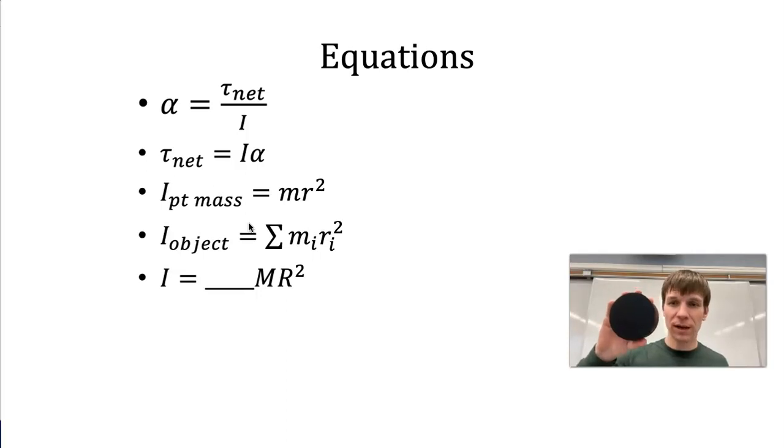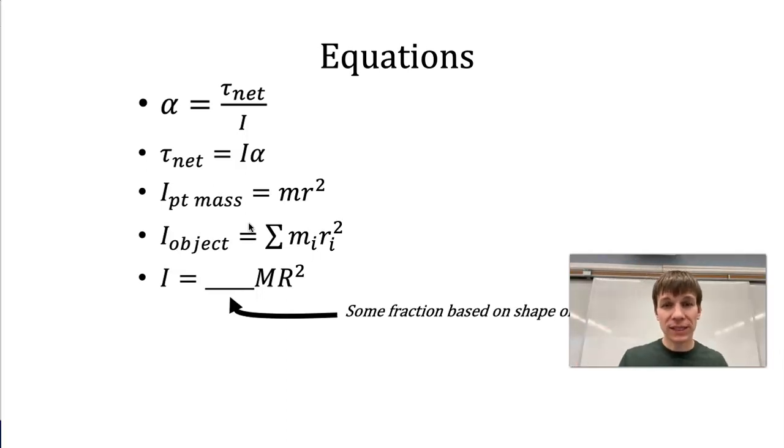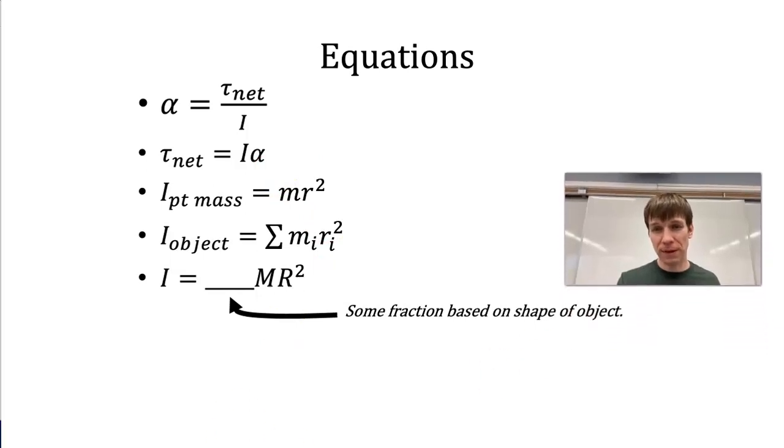It's 1/2 mr squared. You use m of the disk, and that capital R is the size of the disk. It happens to be the actual radius. For a solid sphere, I can't remember, 3/5 or 2/5 mr squared, something like that. For a hollow sphere, I think it's 4/5. We will tell you that though. So it's some fraction based on the shape of the object.